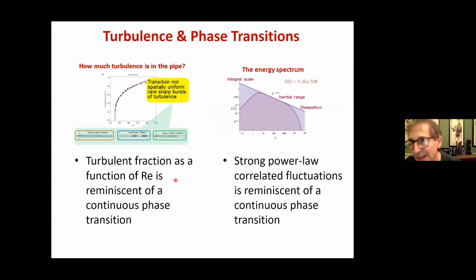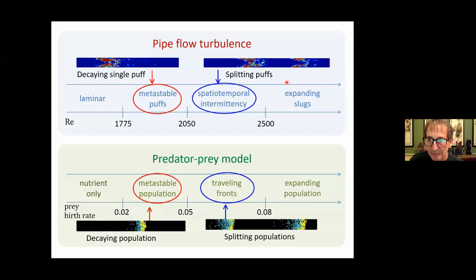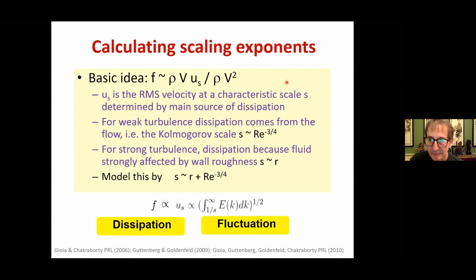So the energy spectrum is the kinetic energy per unit mass per unit wave number range. In other words, it's d by dk of |u_k|^2, the Fourier component of the velocity field. So if I want to know the velocity field at any scale, what I have to do is integrate E(k) dk up to the scale that I want. And so what that gives you is that the characteristic velocity scale is the square root of the integral of the energy spectrum dk with a lower limit given by this roughness, or the dissipation scale.